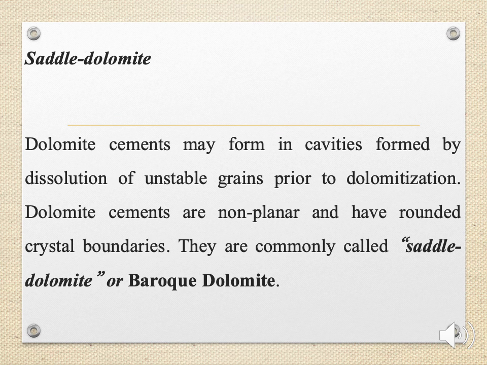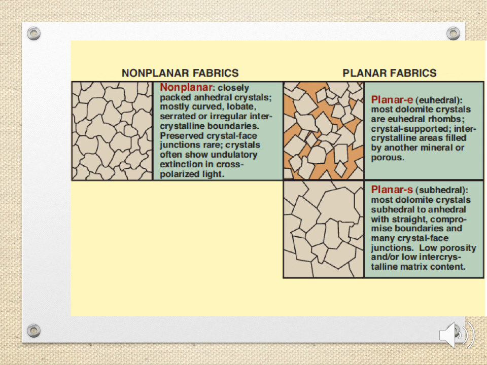Next term that I want to introduce to you is saddle dolomite. Now, dolomite cements may form in cavities formed by dissolution of unstable grains prior to dolomitization. And these dolomite cements are non-planar and have a rounded crystal boundary. And they are commonly called saddle dolomite or baroque dolomite. So let's look at what these look like.